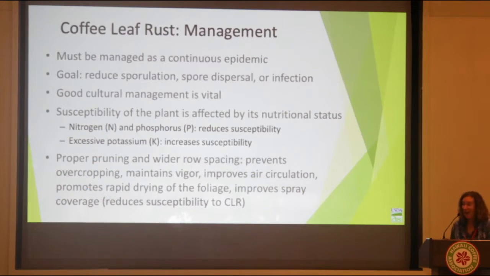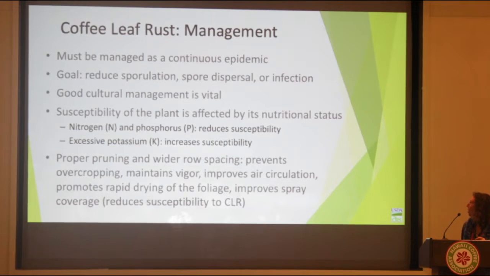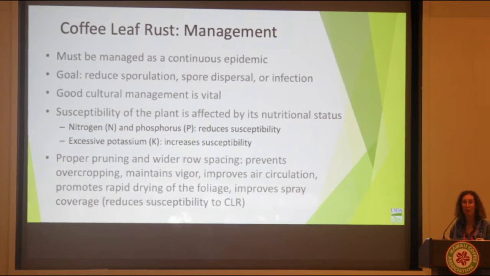Okay, so it has to be managed as a continuous epidemic. The goal is to reduce sporulation, spore dispersal, and spore infection. For this disease, the health of the plant is critical, and really it's the understanding of how you can make the plant its healthiest. As for susceptibility of the plant, it's interesting: you want to fertilize well, but too much of certain elements is detrimental when it comes to disease. Nitrogen and phosphorus can actually reduce susceptibility, but excessive potassium increases susceptibility.